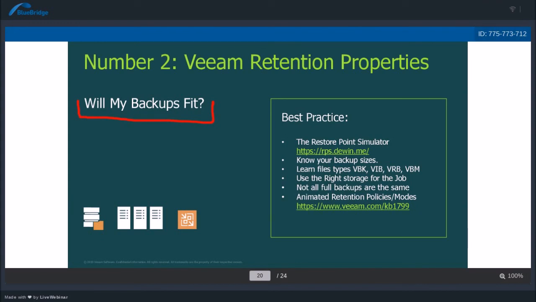Because it happened to me once, actually, during a test implementation, that we had 10 terabytes of source data for backup.